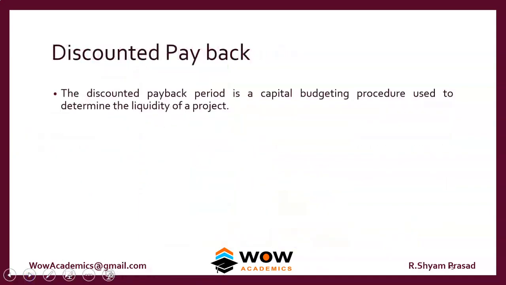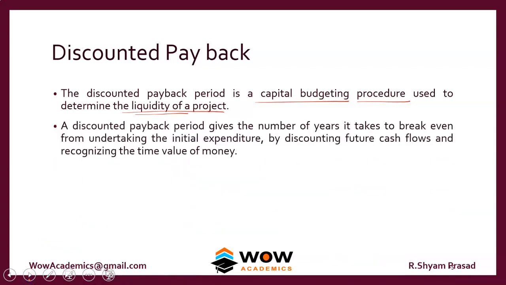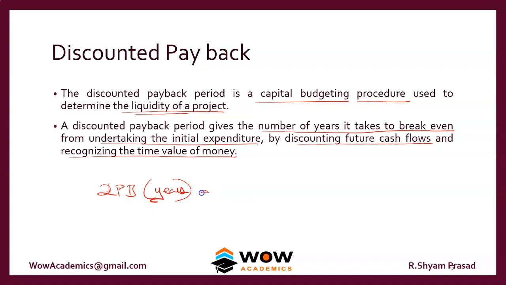So the next topic is discounted payback. It is a capital budgeting procedure used to determine the liquidity of a project. So how liquid a project is. A discounted payback period gives the number of years it takes to break even from undertaking the initial expenditure by discounting future cash flows and recognizing the time value of money. So the formula works like this: discounted payback, the answer is always in years, equals present value of cash outflow divided by present value of cash inflow.